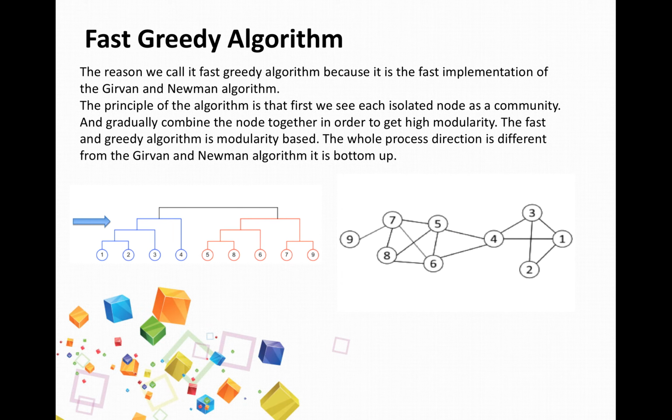Fast-greedy algorithm. The reason we call it that is because it is the fast implementation of the Newman algorithm. The principle of the algorithm is that first we see each isolated node as a community and gradually combine the nodes together in order to get high modularity. The fast greedy algorithm is modularity based. The whole process direction is totally different from the Newman algorithm. It is bottom up. Here we just begin from the single nodes and just go up and form some communities.